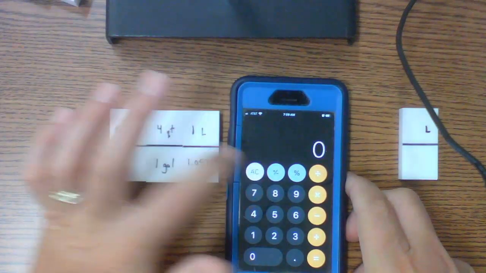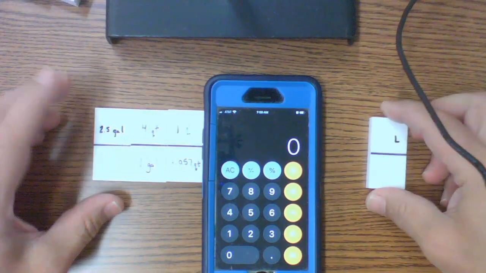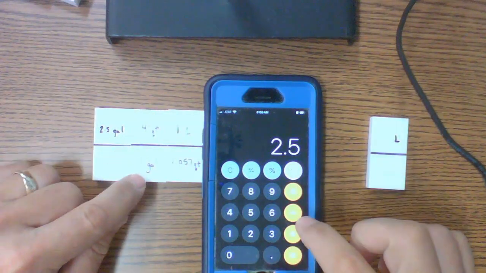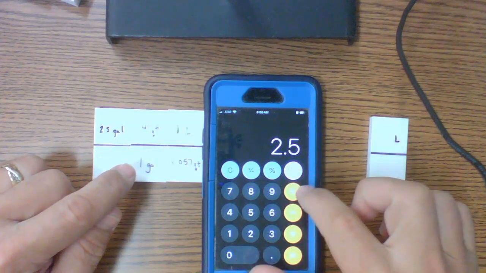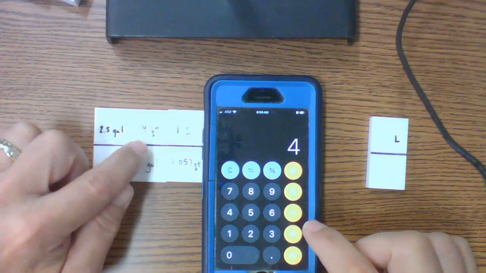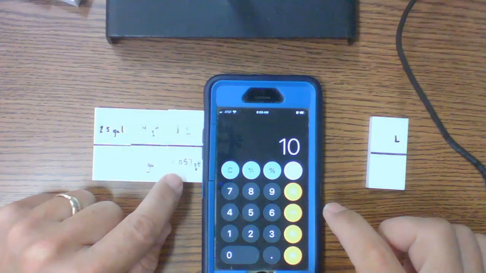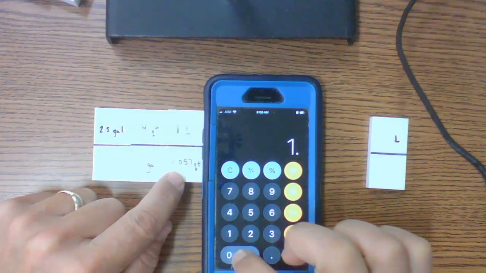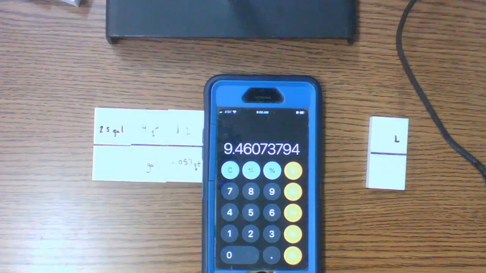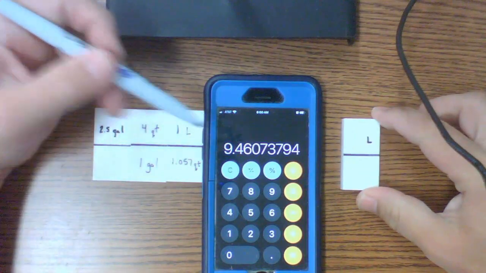Okay, so we're going to do our math here. We're going to start with our 2.5 gallons. We're going to multiply that by 4 in this case, because the 4 is on the top, and then we'll divide that by 1.057, and that gives us how many liters we have. So we're at 9.5 liters.